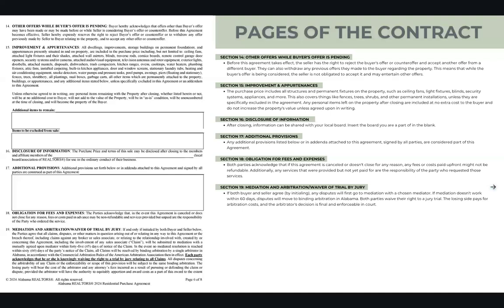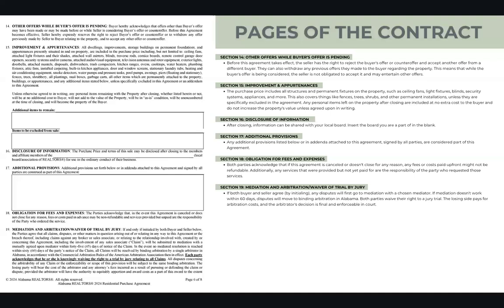Section 14, other offers while the buyer's offer is pending. Before this agreement takes effect, the seller has the right to reject the buyer's offer or to counteroffer and accept another offer from a different buyer. They can also withdraw any previous offers they made to the buyer regarding the property. This means that while the buyer's offer is still being considered, the seller is not obligated to accept it and they can entertain other offers.